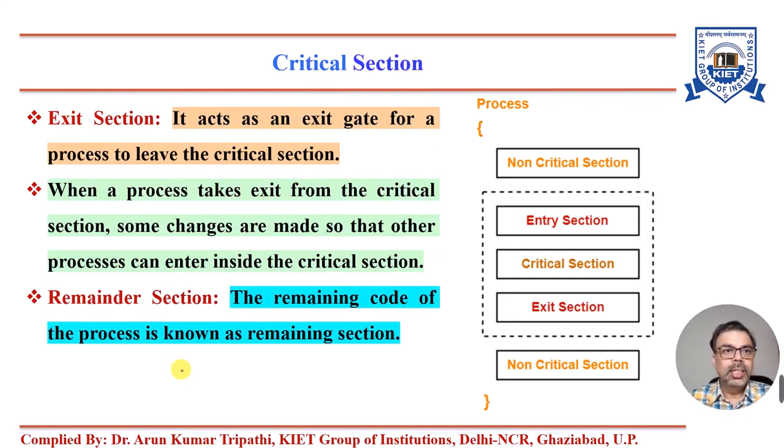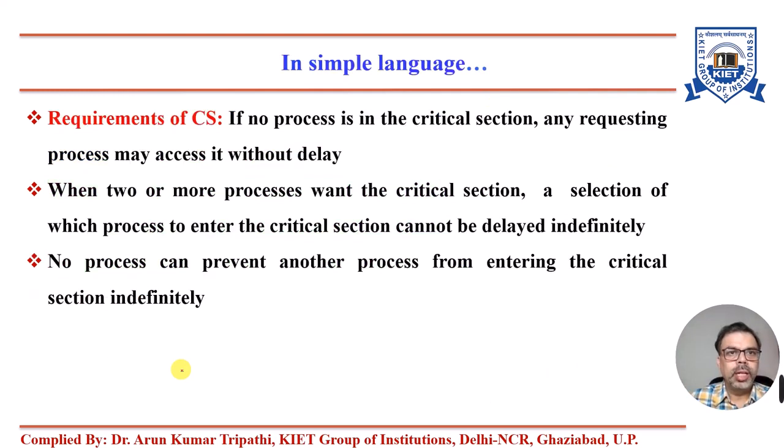Then the exit section acts as an exit gate for the process to leave the critical section. When a process exits from the critical section, some changes are made so that another process can enter into the critical section, as I have discussed. The remainder section is the code of the process that is executing in the remaining section. As in the example I gave, in the railway reservation system, printing or displaying the information is known as the remainder section.